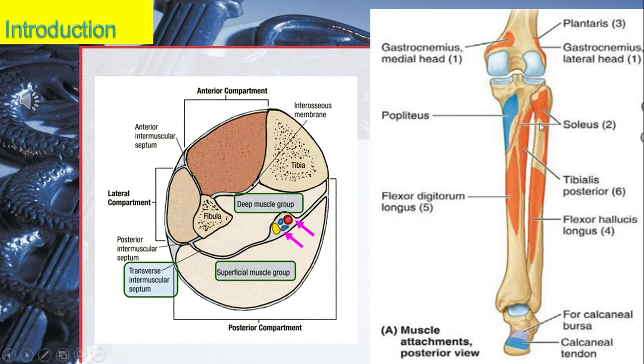Now these muscles arise from the posterior aspect of the leg bones. Here we can observe all of them. Some of them cross the knee joint, like you can see here, gastrocnemius, plantaris, and popliteus. They cross the knee joint, and some of them cross the ankle joint. So we'll discuss them in detail.